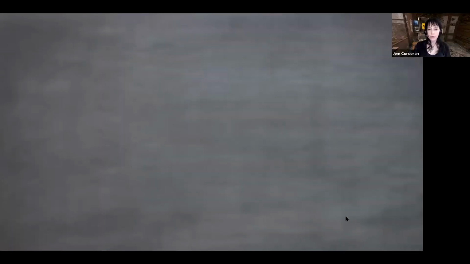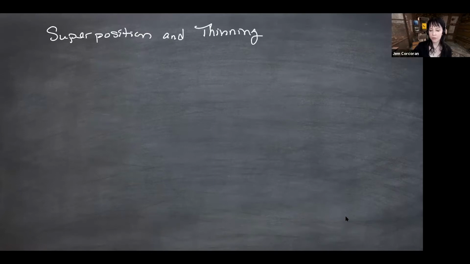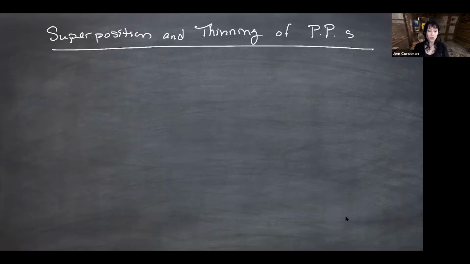So what I'd like to start with are the two closely related ideas of superposition and thinning of Poisson processes. Thinning. We're going to thin it out. We're going to remove some of the arrivals and have a lower rate process. Okay, so superposition, I think, is not at all surprising.